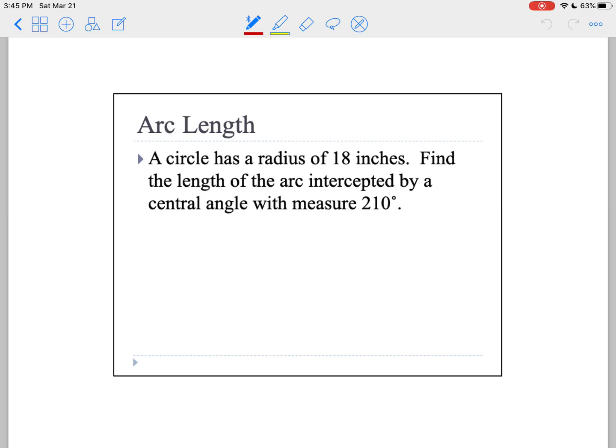And so when we do an example like this one, where we have a circle that has a radius of 18 inches, and we want to find the length of the arc intercepted by a central angle with a measure of 210 degrees, I can't use this number in my equation. Again, I'm going to draw a picture of what we're looking at here. So we have a circle, there we go, and when it says the arc intercepted by the central angle, we're talking about all that good stuff we were talking about before.